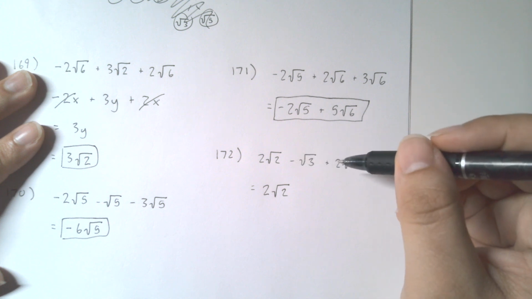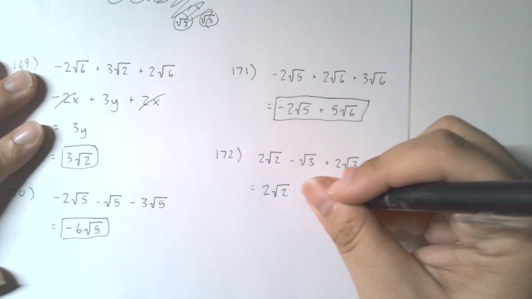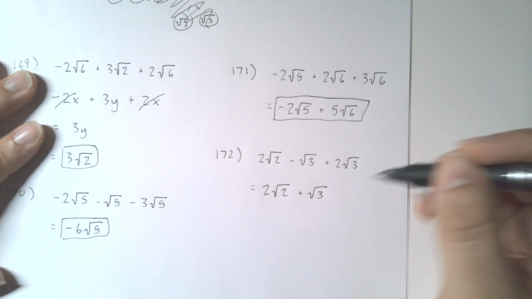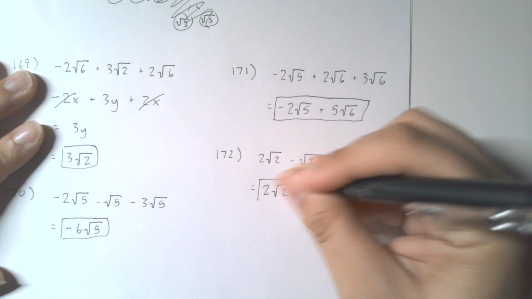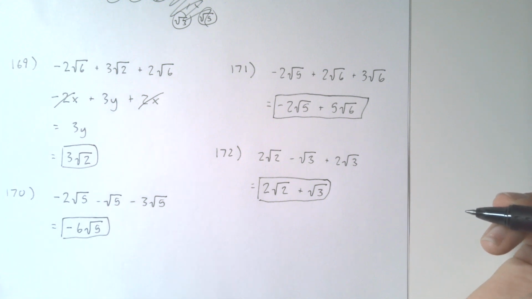So negative 1 plus 2 is just 1. We don't need to write a 1, so it's just positive square root of 3. And again, this doesn't combine like the previous problem, and that's perfectly okay. So this is our final answer.